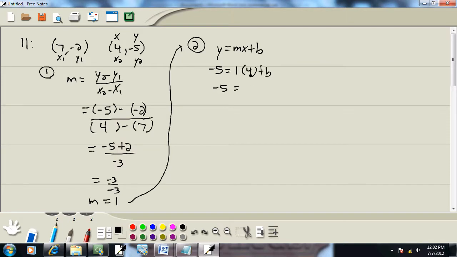And we want to solve for b. 1 times 4 is 4. Take 4 to the left side, becomes a -4. And we get b is equal to -9.